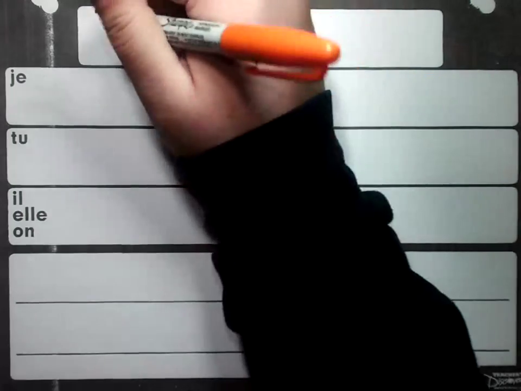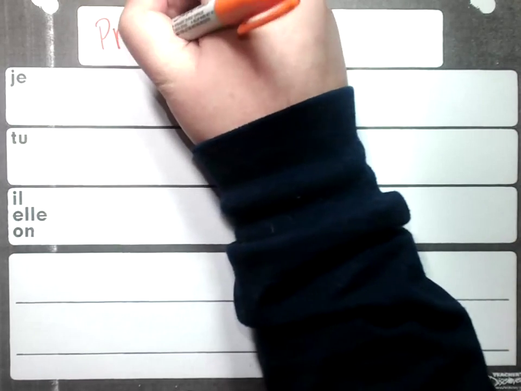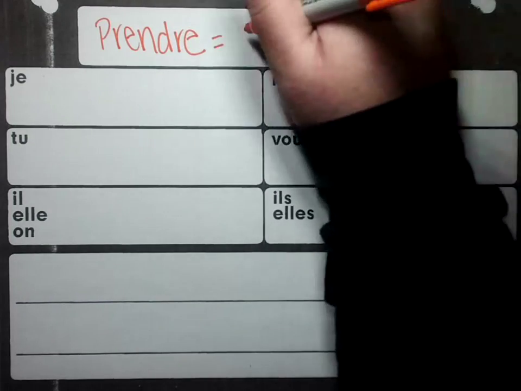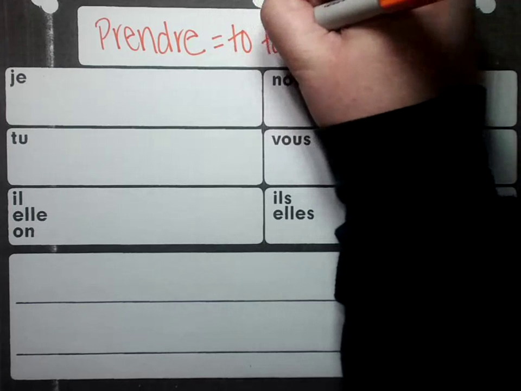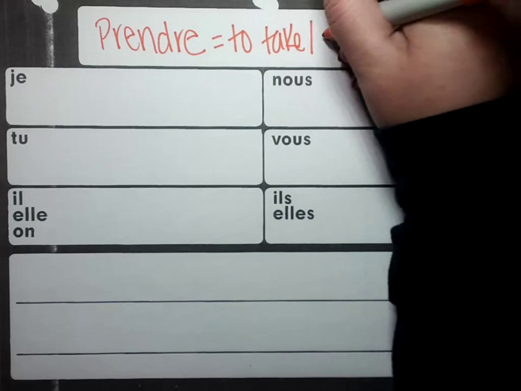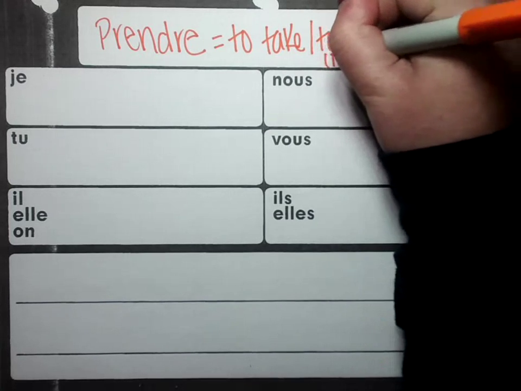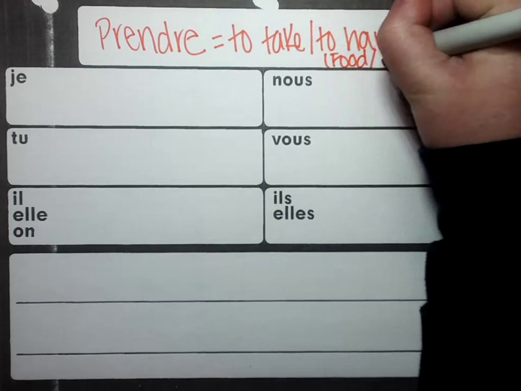So we're going to go ahead and write down prendre to start us off. And prendre is the verb to take, or when you're talking about foods or drinks, it means to have. But only when you're talking about food or drink.